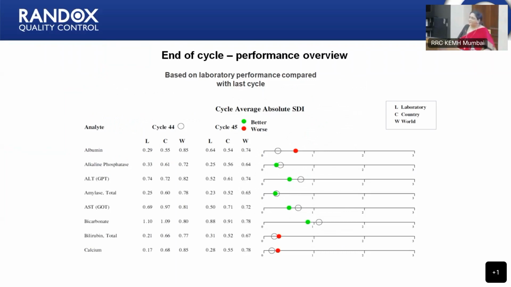The laboratory performance is compared against its own performance in the previous cycle with the absolute SDI. If the performance has improved compared to the previous cycle, the point will appear in color. If the performance has worsened compared to the previous cycle, the point will appear in red. A 0 to 3 SD line graph is plotted.